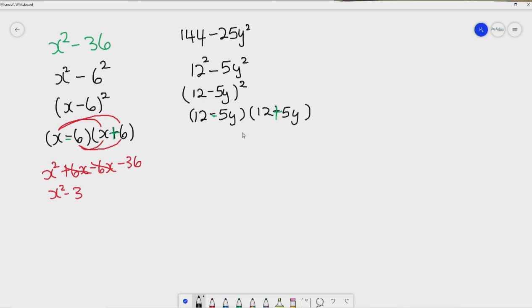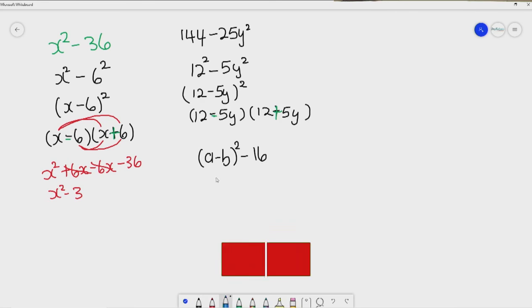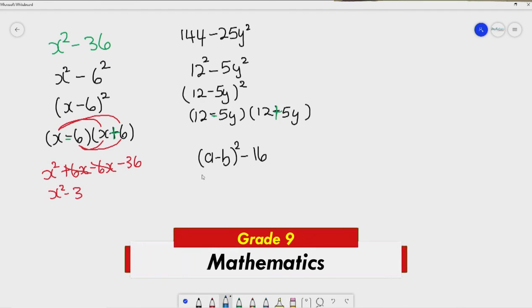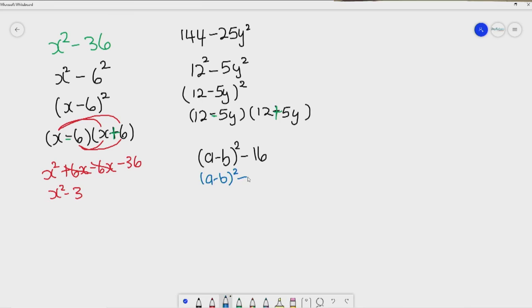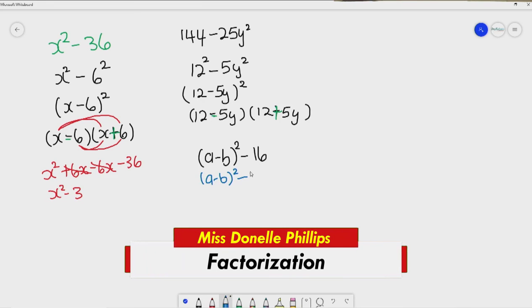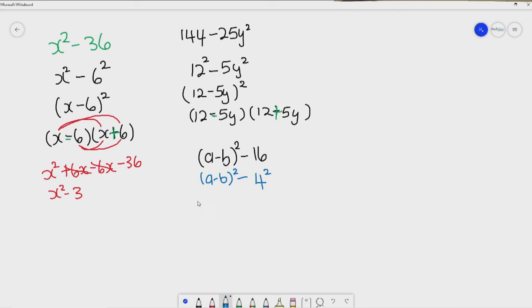The last example, we have (a minus b) all squared minus 16. This is already written as a squared term. We have a minus b all squared. So we're going to write this 16 as a squared number. The root of 16 is 4, so this would be 4 squared. Now we put everything in brackets. We have a minus b minus 4 all squared.